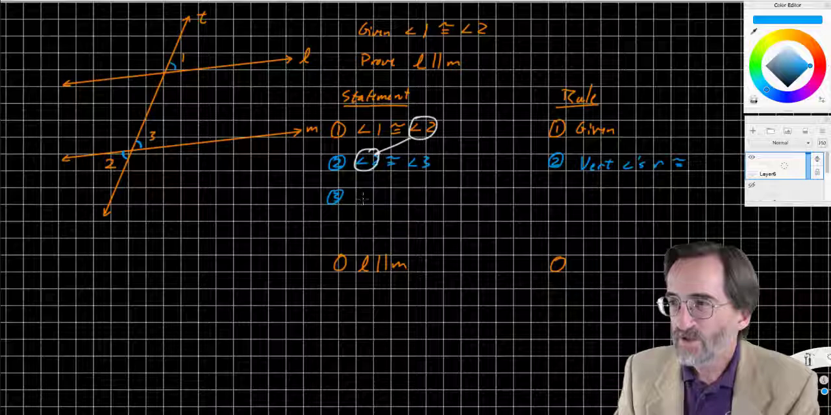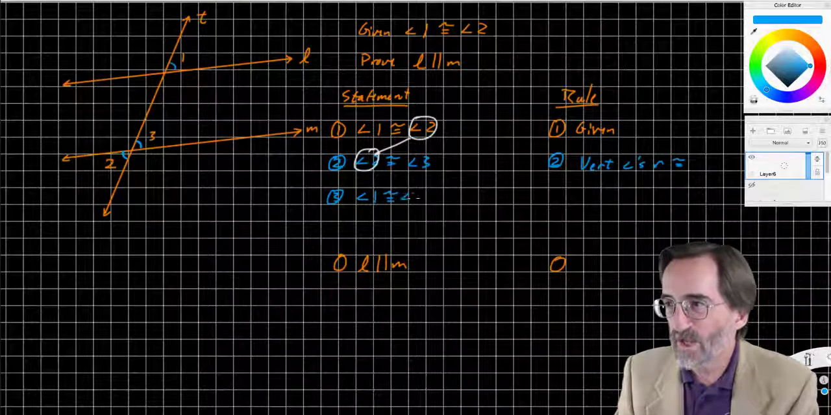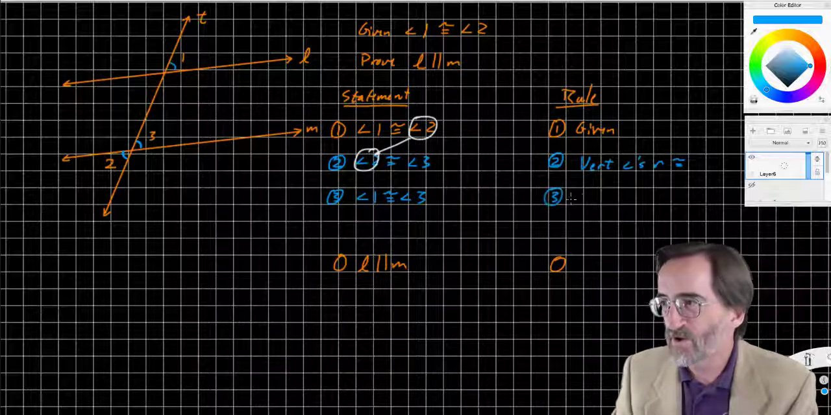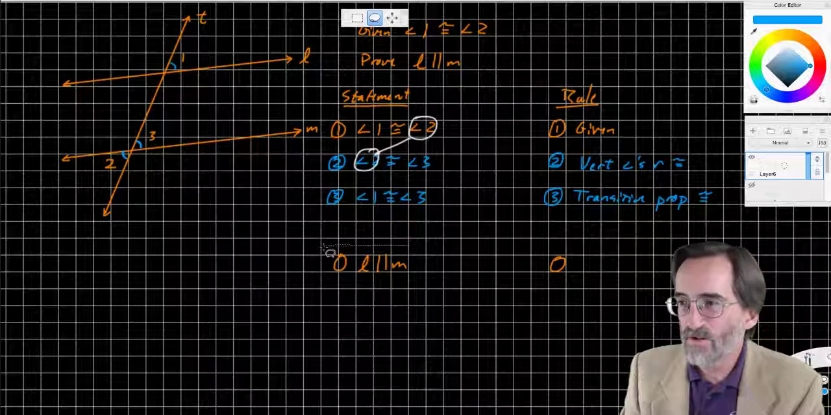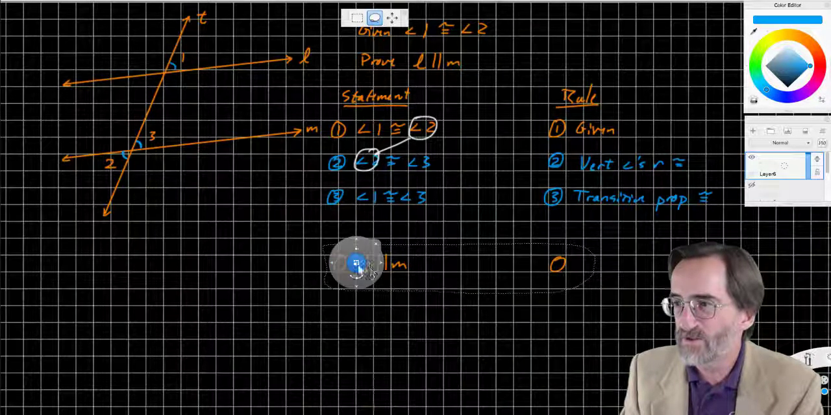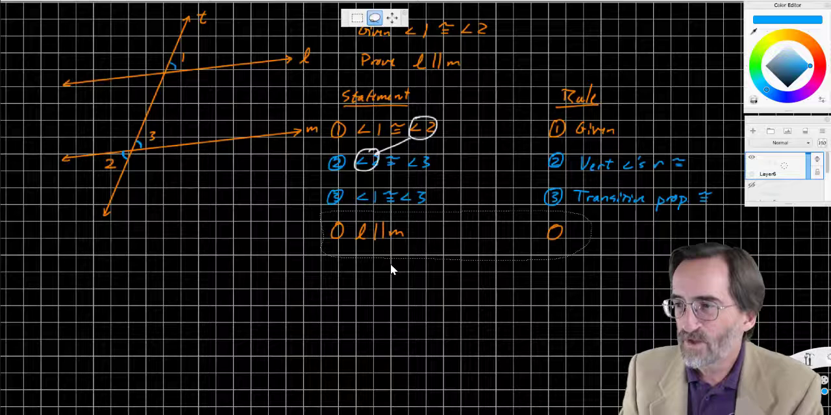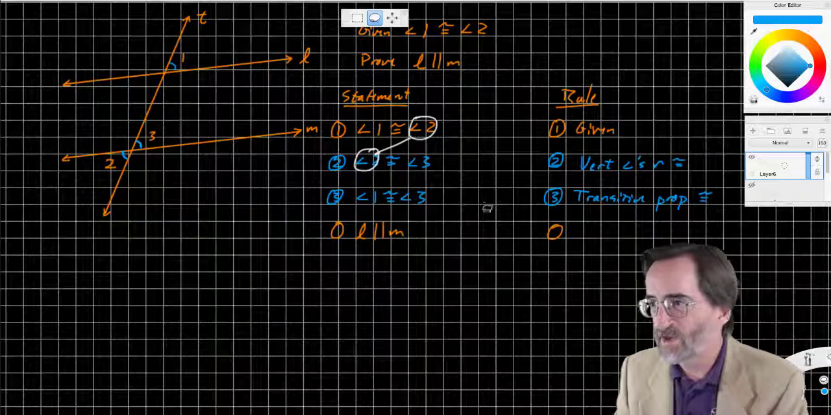So angle 1 is congruent to angle 3. And the reason, two things congruent to the same thing are congruent to each other, that is the very definition of the transitive property of congruence. And now we're ready for the last step. We have angles 1 and 3 congruent, and angles 1 and 3 happen to be corresponding angles. And we know if corresponding angles are congruent, the lines are parallel.